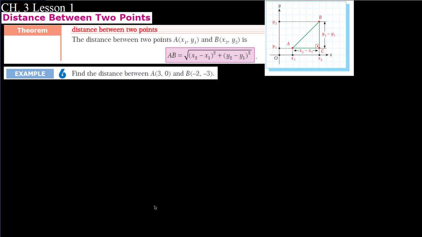Hi dear students, we are starting a new chapter, Chapter 3, analytic analysis of lines, and we are going to start with the topic distance between 2 points in the coordinate plane. Finding the distance between 2 points, let's say A is equal to (x1, y1), the coordinates of A, and B is equal to (x2, y2). Then the distance between these 2 points is going to be AB is equal to the square root of (x1 minus x2) square plus (y2 minus y1) square.